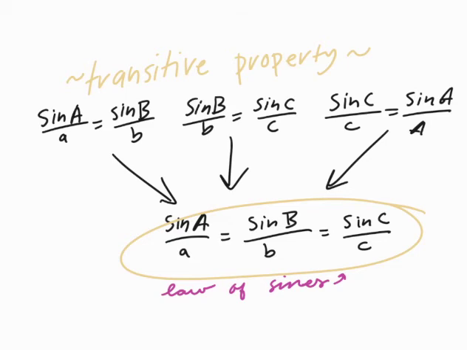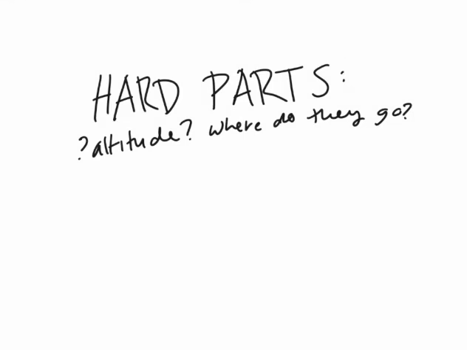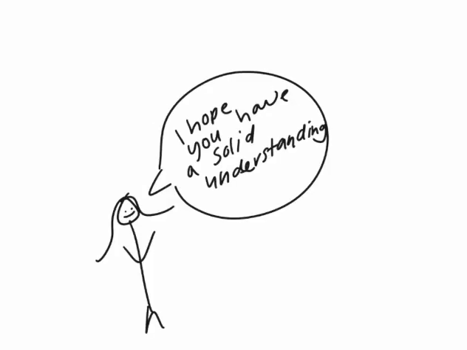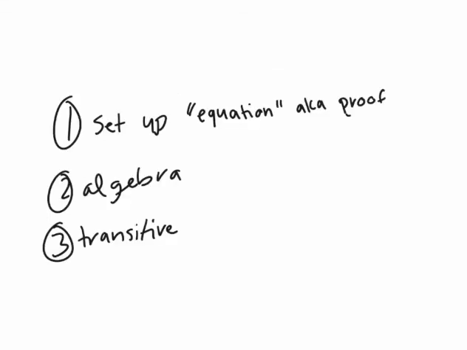So the hardest part about this proof is figuring out where to draw the altitudes and just looking at the general concept. But once you have your altitudes drawn and you understand the concept and what you need to do, it's really simple. So I'm really hoping that your understanding is feeling pretty solid. Again, it was pretty much just setting up our equation, our theorem or proof for algebra, and then doing the algebra and then using the transitive property to take all that math together.